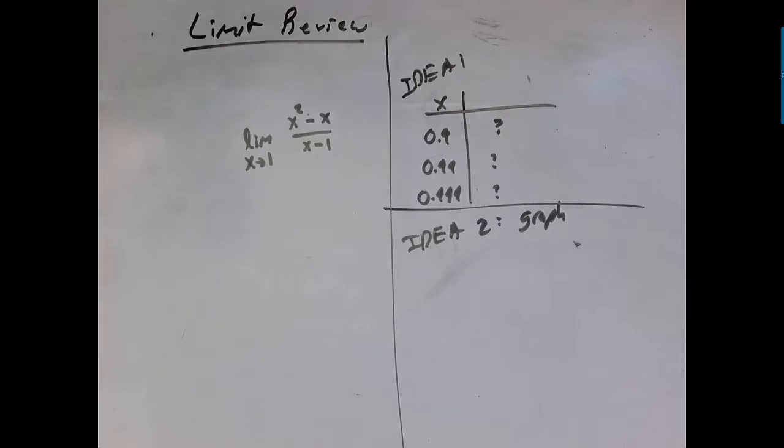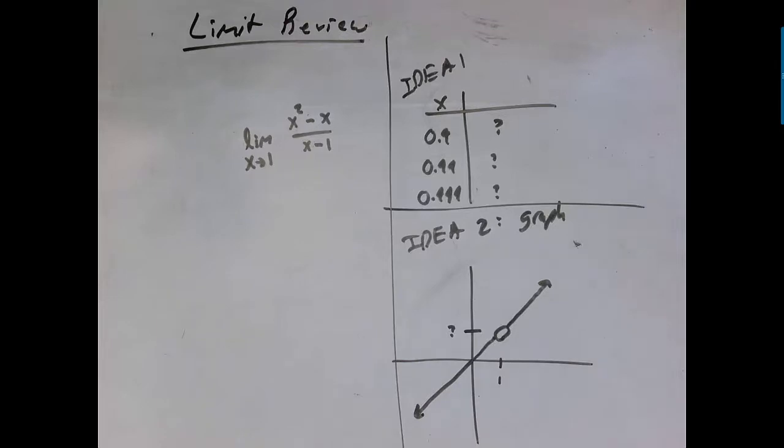A different idea is you could graph this function and see what the graph looks like. Desmos actually doesn't show you where holes are, but I happen to know this is what the graph looks like. So if you knew this is what the graph looks like, then you could pretty immediately answer this question. The answer is, as x approaches 1, the y value approaches wherever this hole is, the y value of where the hole is.